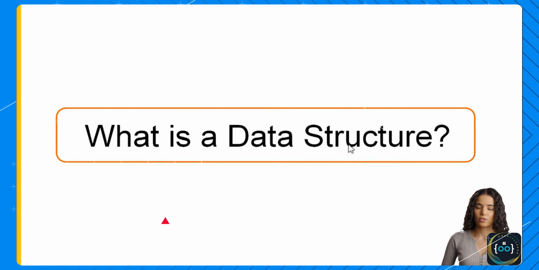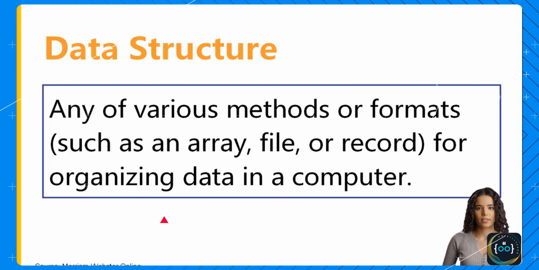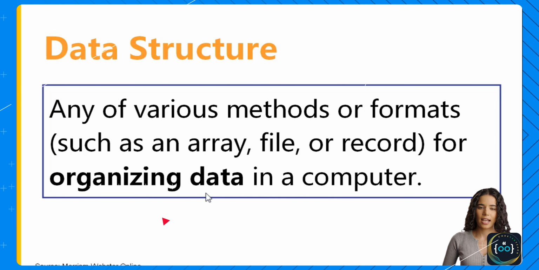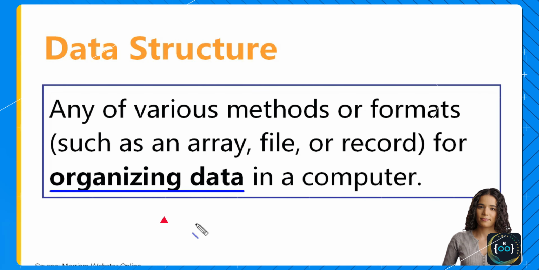First of all, what is a data structure? Let's see. According to the Merriam-Webster Dictionary online, a data structure is any of various methods or formats, such as an array, file, or record, for organizing data in a computer. The key part of this definition is organizing data. Those are the two key words in this definition. We use data structures to organize data.